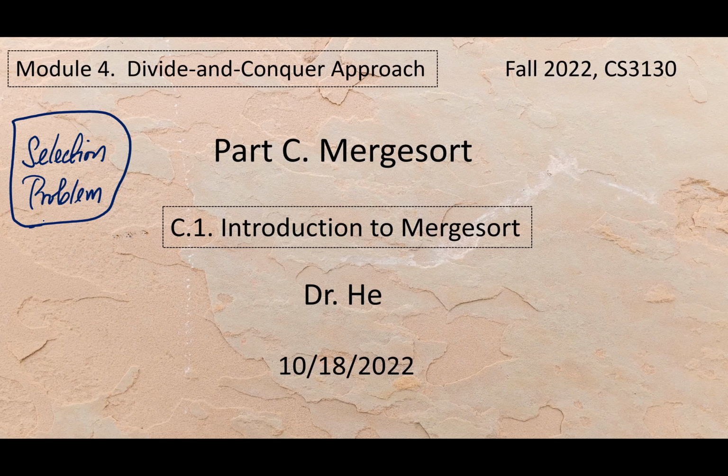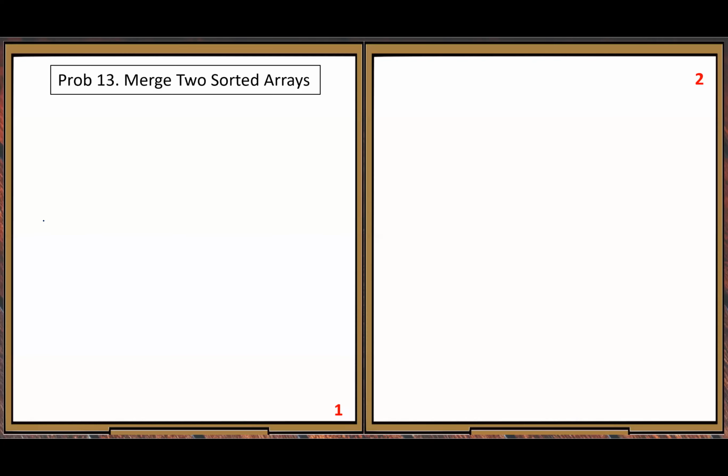So let's continue our introduction, C.1, Mergesort. Problem number 13, merge two sorted arrays. So we consider a small computing problem, merge two sorted arrays. So the question is why we want to work on this question. What's the reason behind it? So here, there is some reason. So let me describe the background for this question.